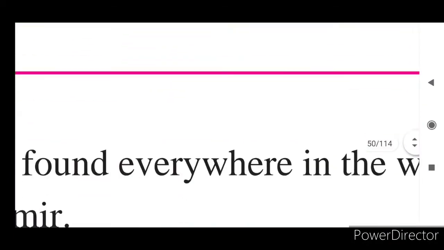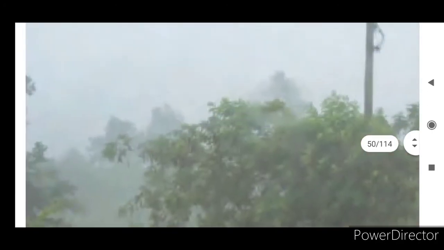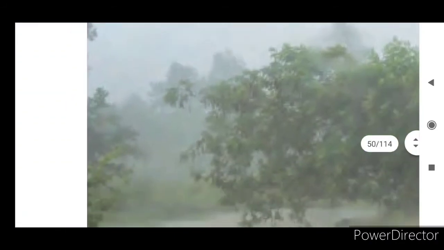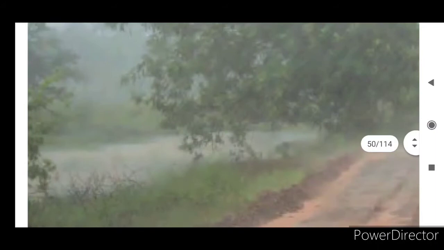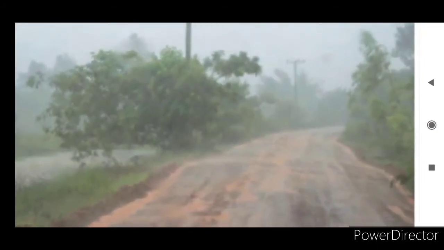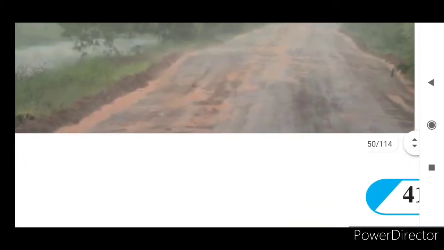Now we will study about fog. It is the picture of fog. See, we cannot see the area, meaning the trees, clearly due to fog. On the road also, if vehicles are there and fog is more, at that time we cannot see the other vehicles. Now we will study the next one.